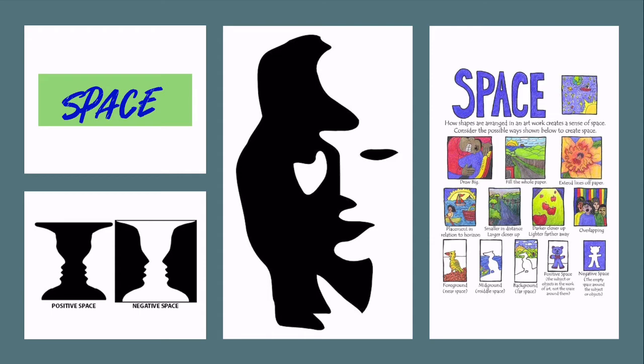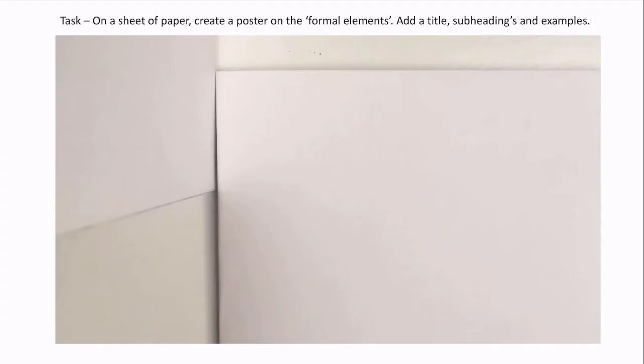We use space in all different ways in our artwork. For example, we can fill the page completely, or we might want to draw really small, we might want to draw big, we might want to draw in perspective when something is further away. We might want to overlap our drawing, or we might just want to have one object in the middle of our page.